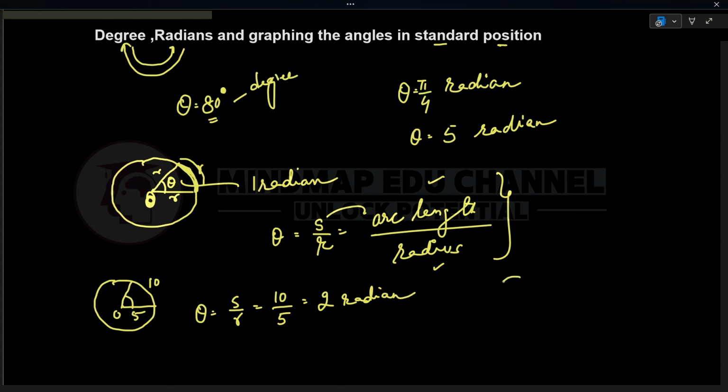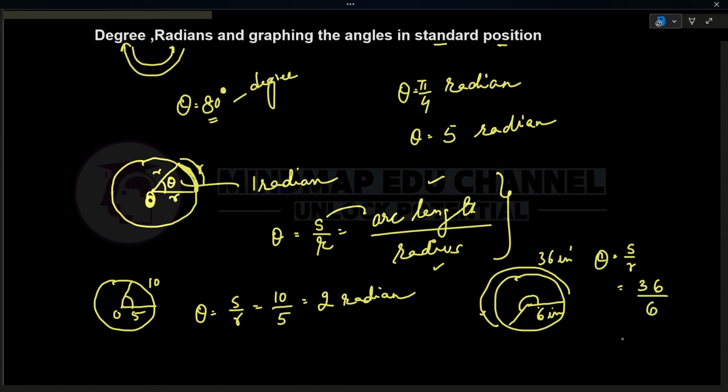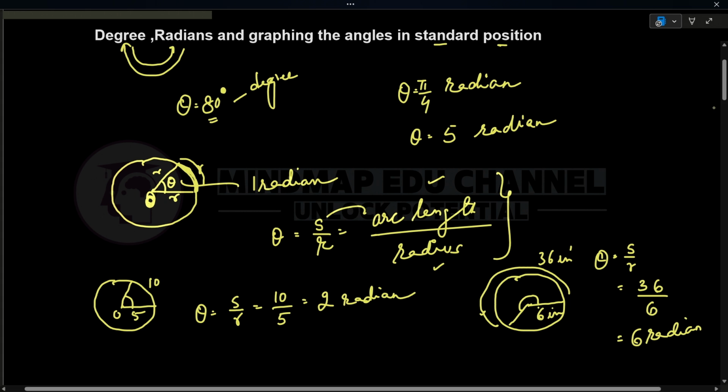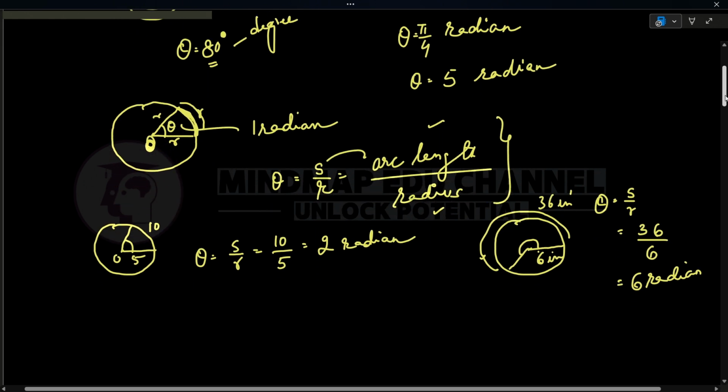Let's see one more example. Let's say the radius is 6 inches and the arc length is 36 inches. Find this angle theta. Theta will be given by S over R. S is the arc length, 36 inches, over the radius, 6 inches. That means 6 radians is the angle subtended at the center. So, it's clear, right? What is a radian? We got an idea of it.